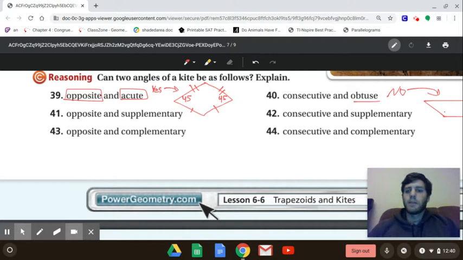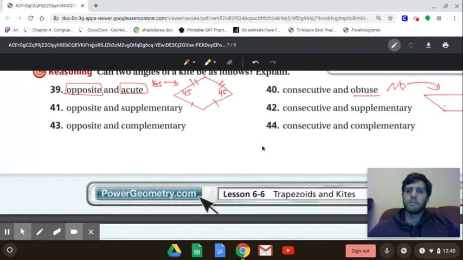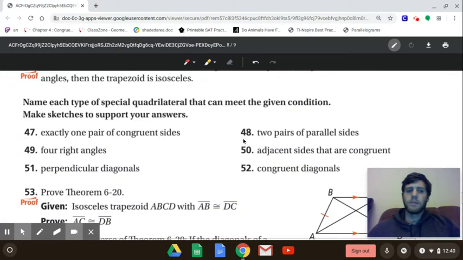Opposite and complementary: complementary, remember, means they add up to 90 degrees. So can you have opposite angles that add up to 90 degrees? And then consecutive and complementary are two angles that are next to each other in a kite that would add up to 90 degrees. Is that possible? We'll let you work on those four. See if it's yes or no, and just try and sketch them out. Okay, let's go to the next section.